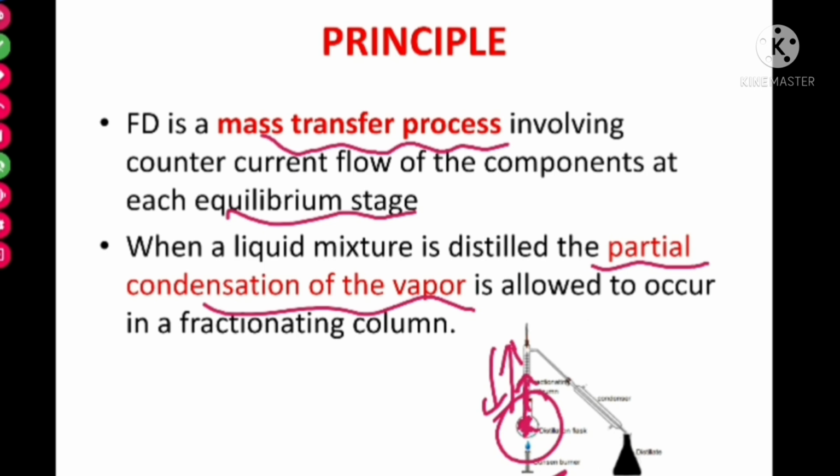Again, the ascending vapors pass into the fractionating column. The liquid that is returned back to the still comes into contact with the ascending vapors from the still. The ascending vapors carry the low boiling component from the descending liquid. Again they enter the fractionating column, and partial condensation occurs. This process is repeated until the desired component is separated from the distillation flask. So this is the principle involved in fractional distillation.